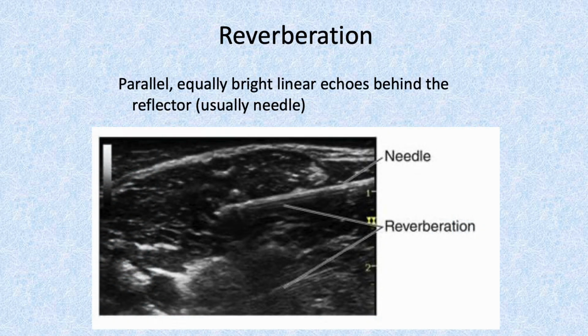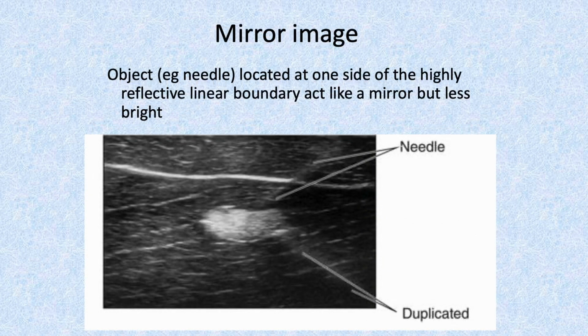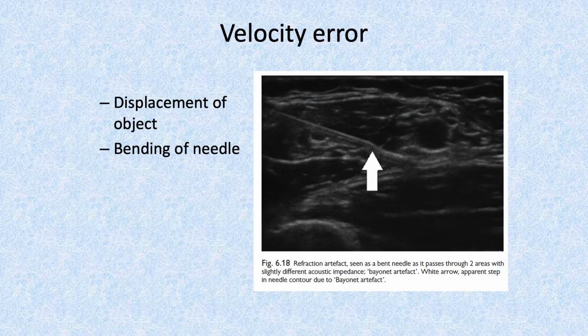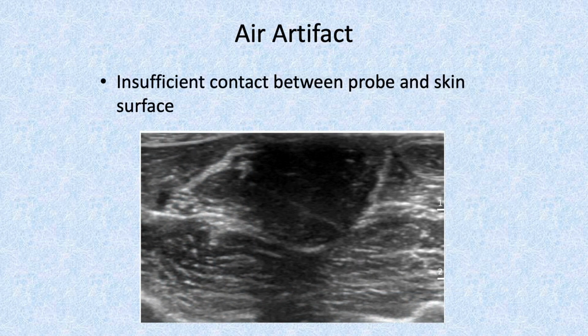Reverberation. Sometimes you see multiple images, usually with the needle. You see one needle, and then you can see multiple smaller needles below it. This is called reverberation. Mirror imaging also, sometimes you can see one on top and one down there. Velocity error, sometimes the speed of ultrasound is different, and then you can see your needle gets bent. This is because of velocity error.